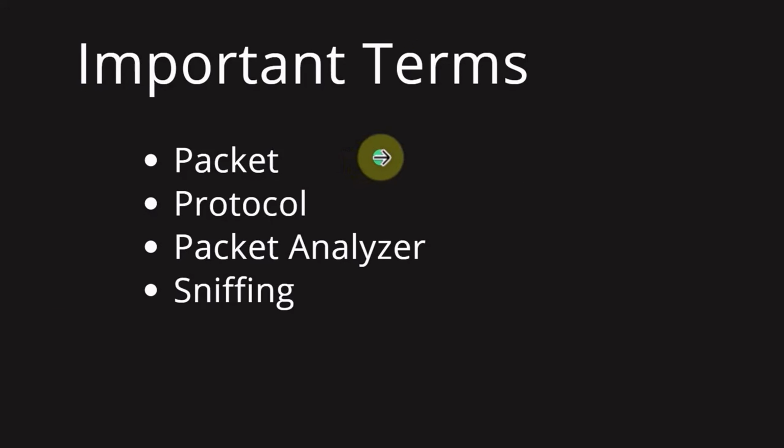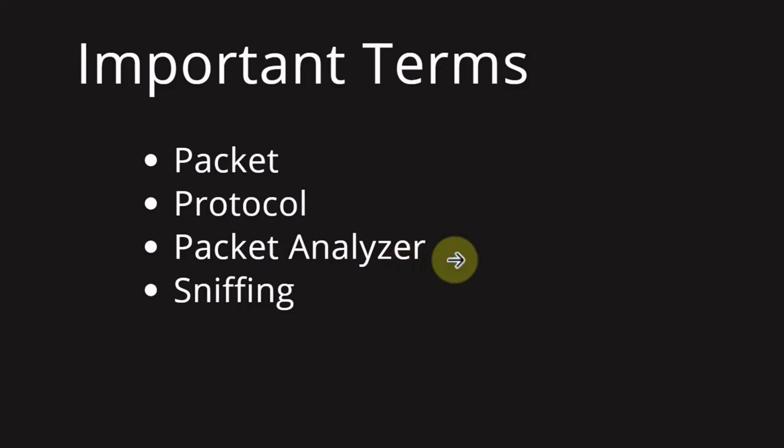Let's understand some important terms related to Wireshark. What's a packet? A packet is a unit of data that is transmitted over a network. A packet typically contains a header, which includes information about the packet such as the source and destination addresses, and a payload, which contains the actual data being transmitted. A protocol is a set of rules that govern how data is transmitted over a network. Protocols define the format and structure of packets as well as procedures for communication and error handling.